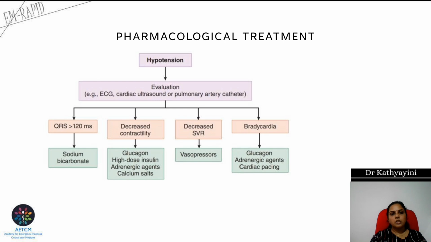So this is the pharmacological treatment in a nutshell. Basically, in beta blocker toxicity, if the patient is having hypotension, along with that, if there is a prolonged QRS of more than 120 milliseconds, we can go for sodium bicarbonate. If there is associated decreased contractility, we can go for glucagon, high-dose insulin, adrenergic agents, and calcium salt. If there is a decreased systemic vascular resistance, we have to go for vasopressors, and for bradycardia, we have to go for glucagon, adrenergic agents, and cardiac pacing.